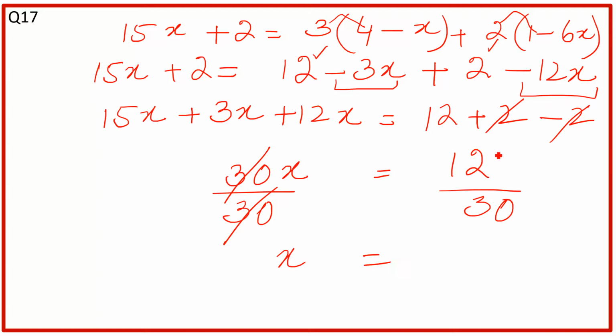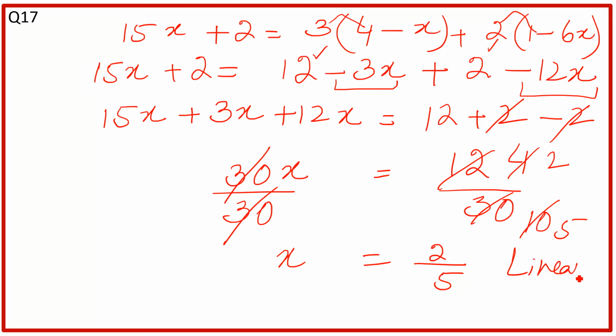x is equal to 12 over 30, and then 2 times 6 is 12, and 5 times 6 is 30, so it is 2 over 5. x is equal to 2 over 5, which is the solution of this linear equation. And this is your answer.